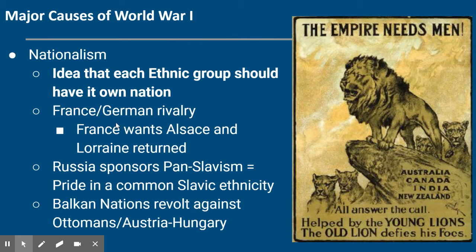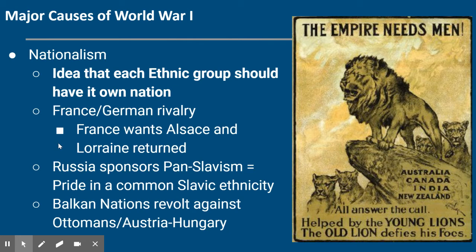Furthermore, the French-German rivalry was all about the wars they have fought and lost and won against each other. During the last war, the Franco-Prussian War, the French had lost their territory of Alsace and Lorraine, and they want it returned because the people who live in Alsace-Lorraine are French, not German. And who should own Alsace and Lorraine? The French.